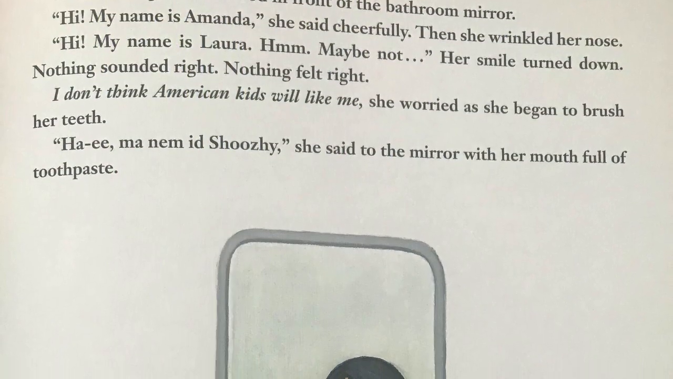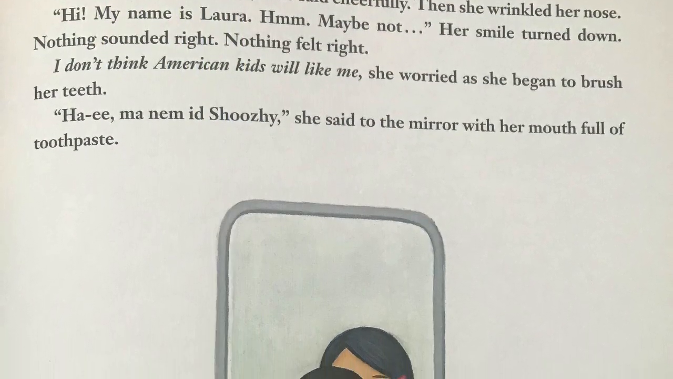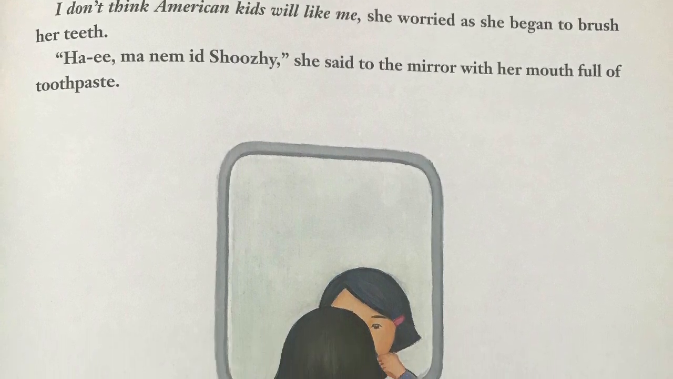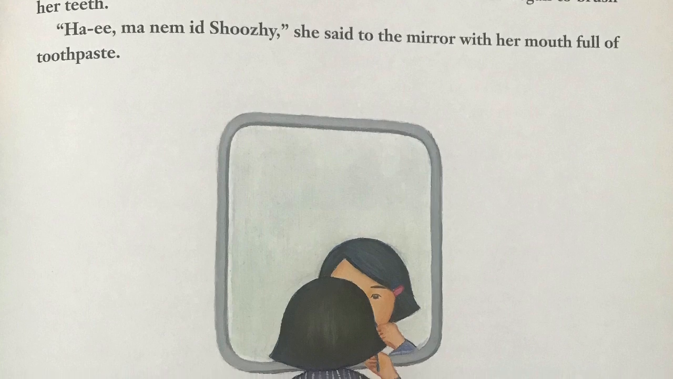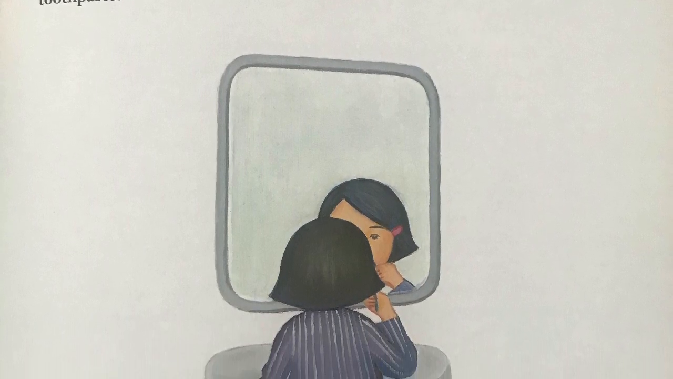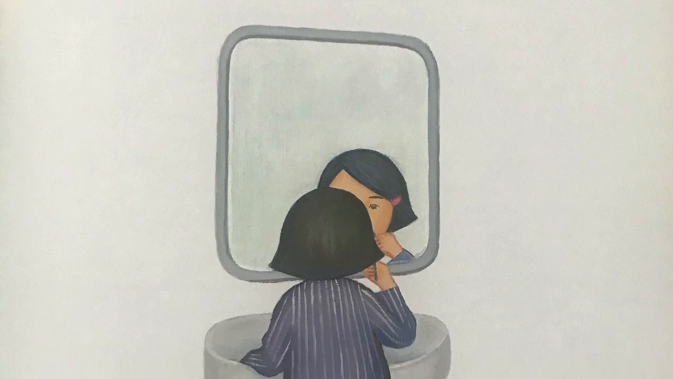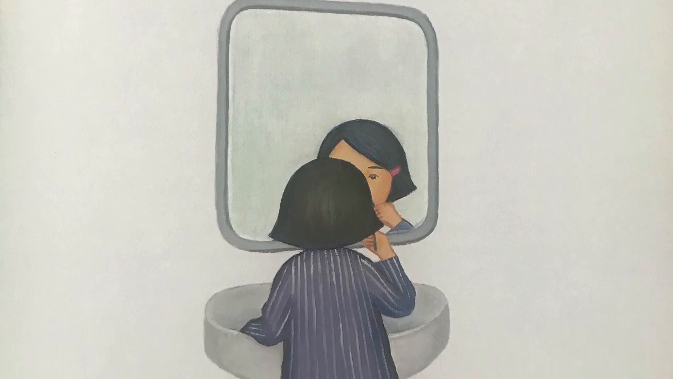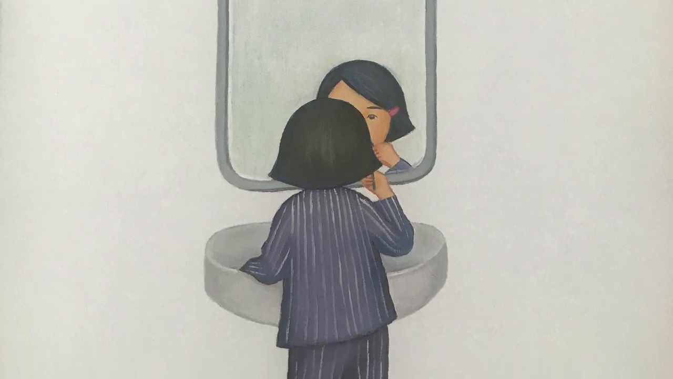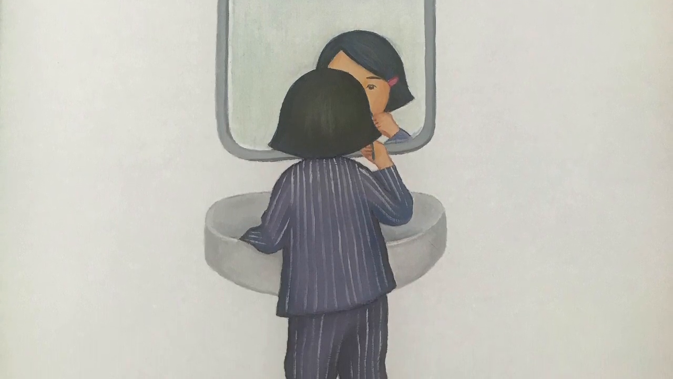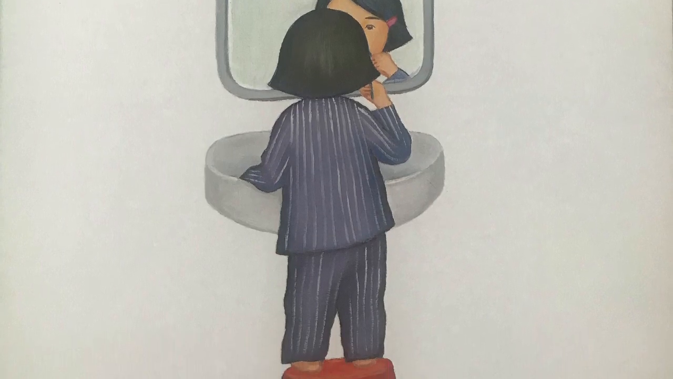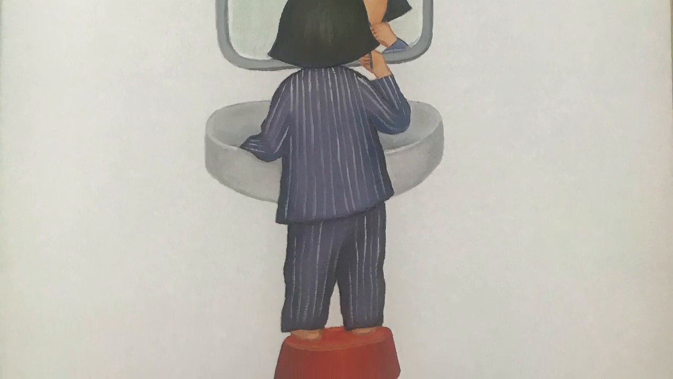That evening, Eunhae stood in front of the bathroom mirror. "Hi, my name is Amanda," she said cheerfully. Then she wrinkled her nose. "Hi, my name is Laura." Maybe not. Her smile turned down. Nothing sounded right. Nothing felt right. "I don't think American kids will like me," she worried as she began to brush her teeth. "Hi, my name is Eunhae," she said in the mirror with her mouth full of toothpaste.